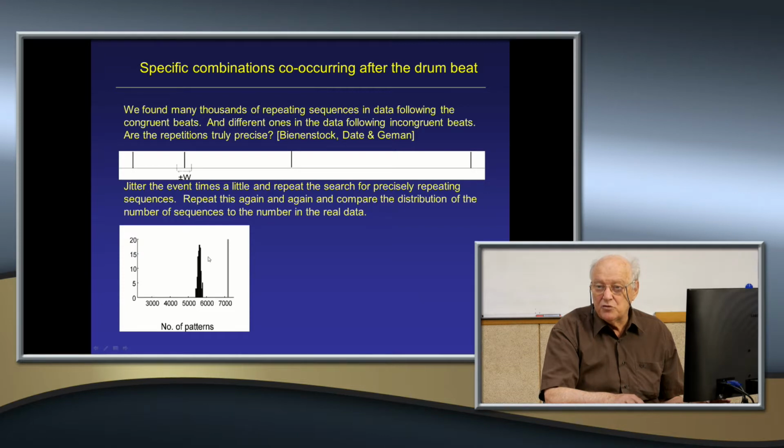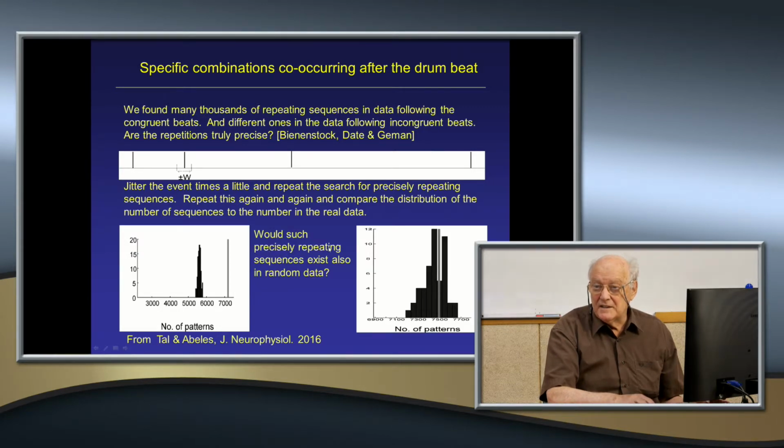This is the distribution of jittering the event times and finding the number of patterns again and again. So you see here a distribution. This is what was found in the real data. Clearly, this is highly significant.